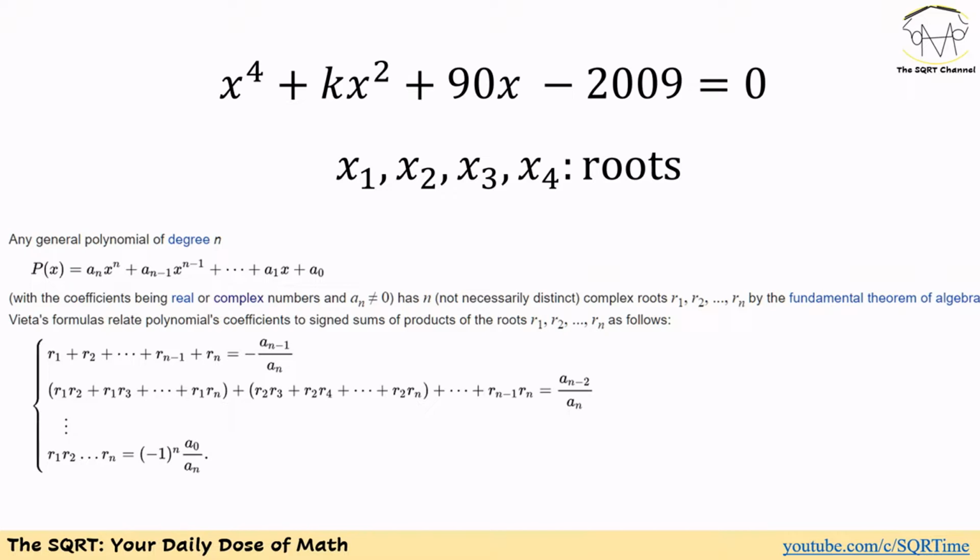What you are going to see here is basically the sum of all roots can be written as negative an minus 1 over an. There are some other equations that you see here, and finally for the last one you see that the product of all roots is considered as negative 1 to the power of n a0 over an. We are going to use it in a bit.